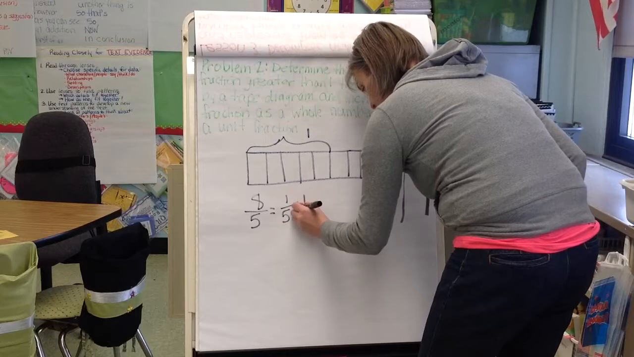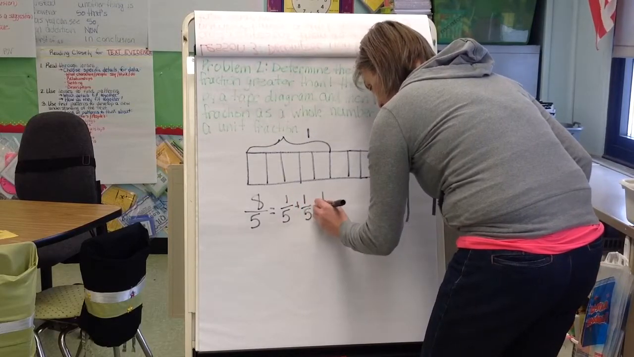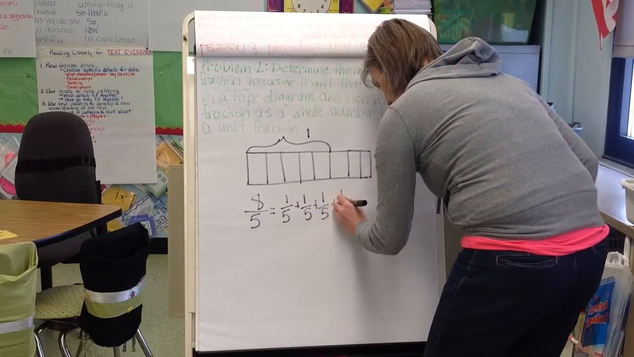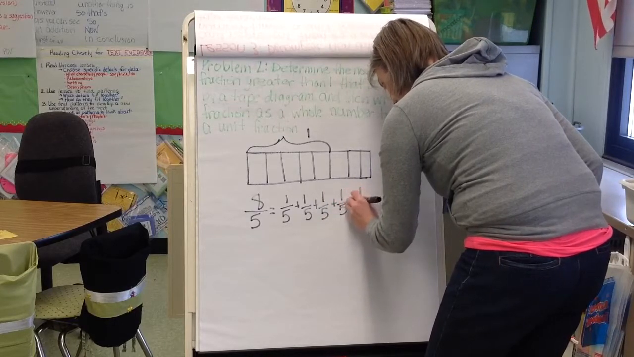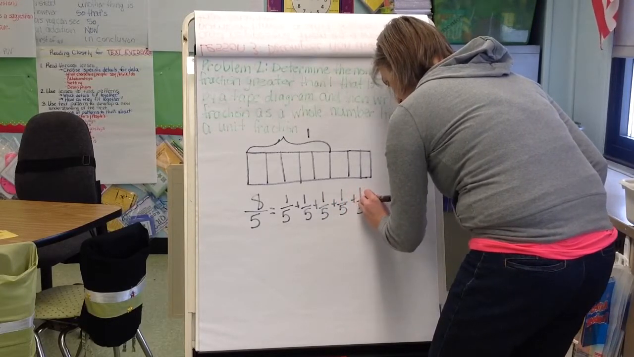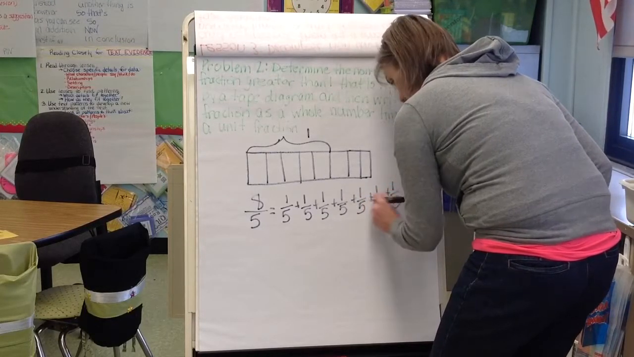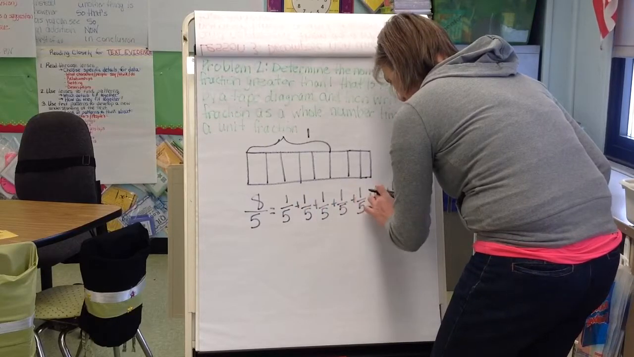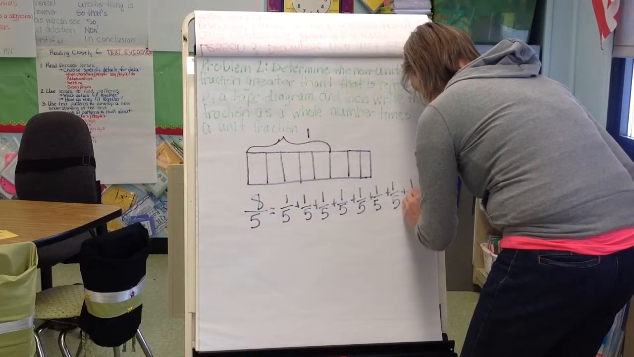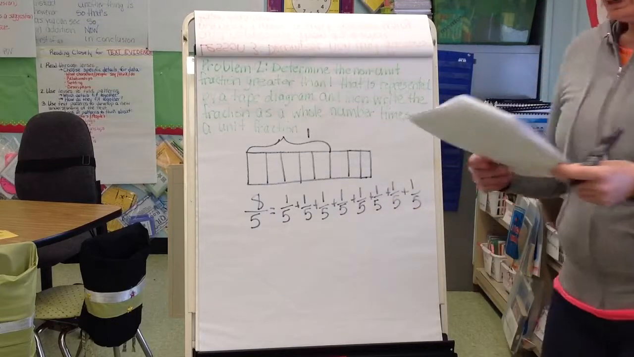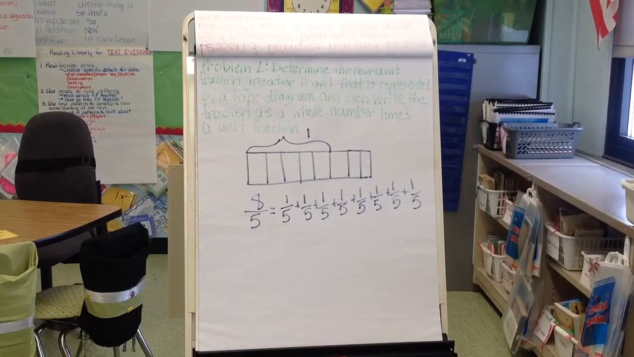Well, that's going to be 1/5 plus 1/5 plus 1/5 plus 1/5 plus 1/5 plus 1/5 plus 1/5. Let's see, we have 1, 2, 3, 4, 5, 6, 7. We need one more. Okay, let's take a look at that. So the fraction we have is 8/5. There's our addition sentence. I had to count just to keep track of my writing.